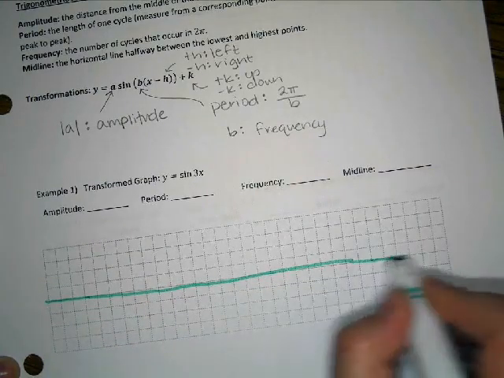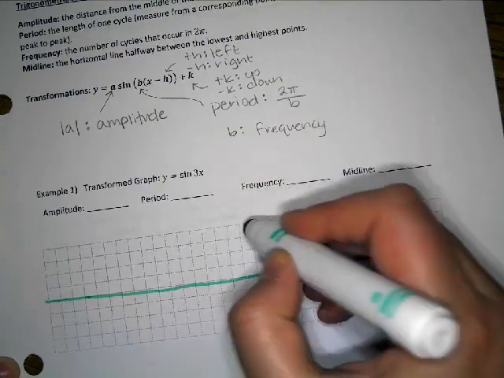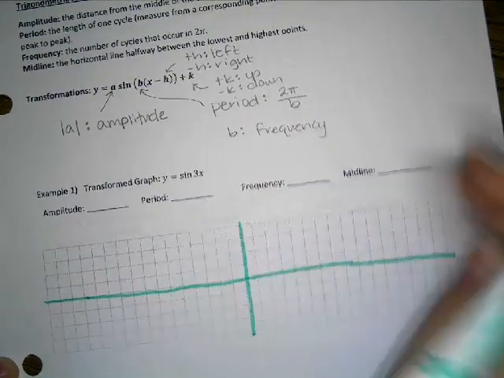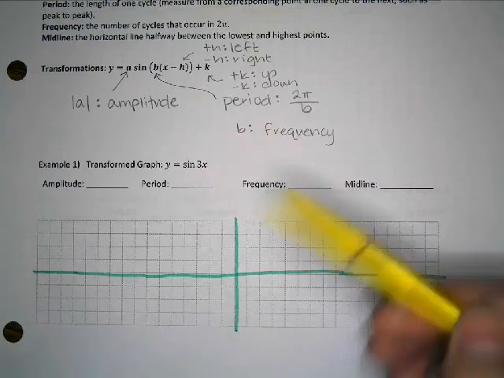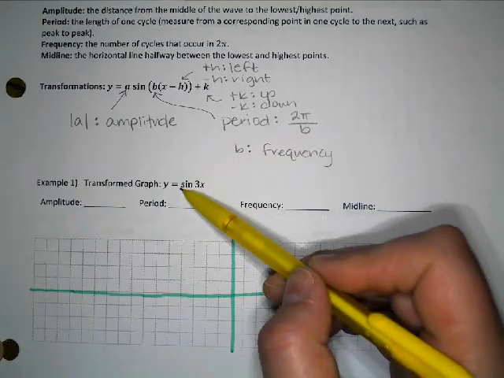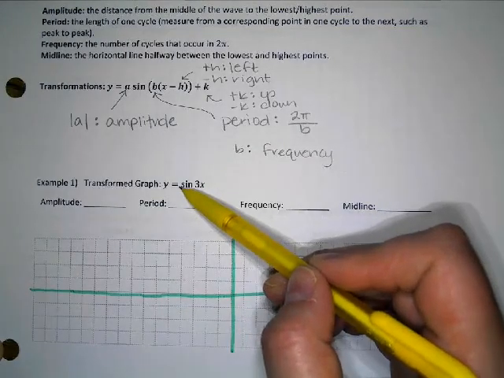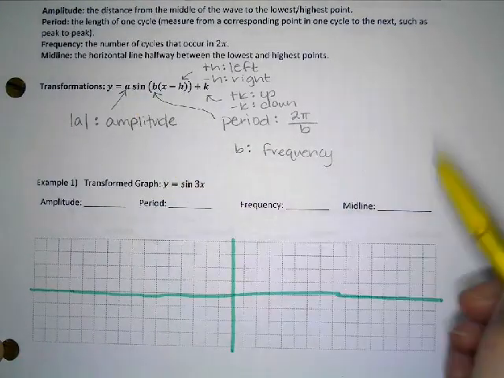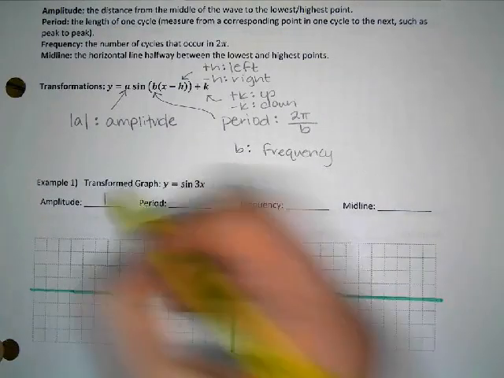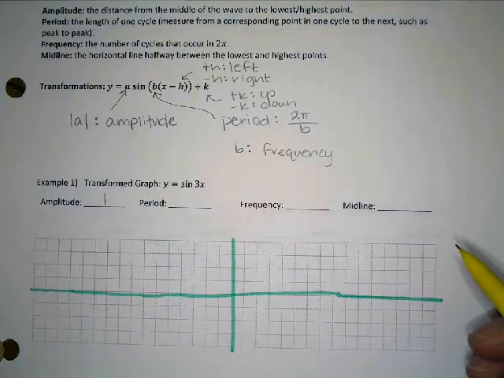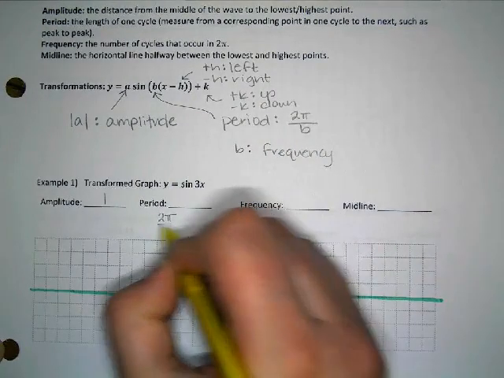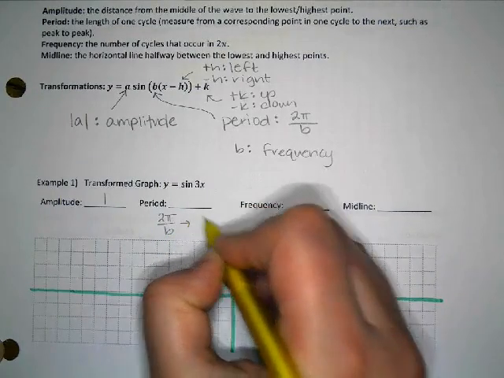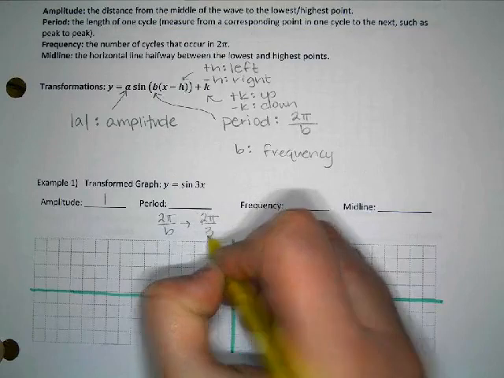And the same thing with my y-axis. I'm going to make that approximately in the middle. And then if I look in the very front of the equation, there's no a value. There's no number here in the front, which means that the amplitude is 1. The period of the graph is 2 pi divided by b. So in this case, it's going to be 2 pi divided by 3. And so the period of the graph is 2 pi thirds.